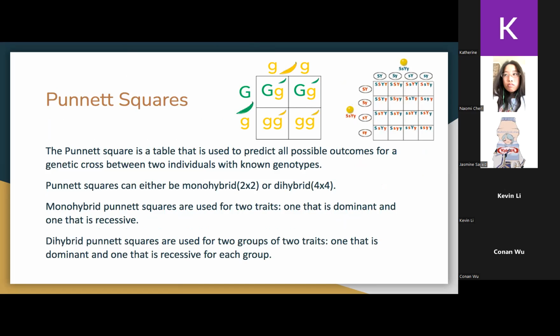A Punnett square is a table that is used to predict all possible outcomes for a genetic cross between two individuals with known genotypes. Punnett squares can either be monohybrid, which is 2x2, or dihybrid, which is 4x4. Monohybrid Punnett squares are used for two traits, one that is dominant and one that is recessive. Dihybrid Punnett squares are used for two groups of two traits, one that is dominant and one that is recessive for each group.